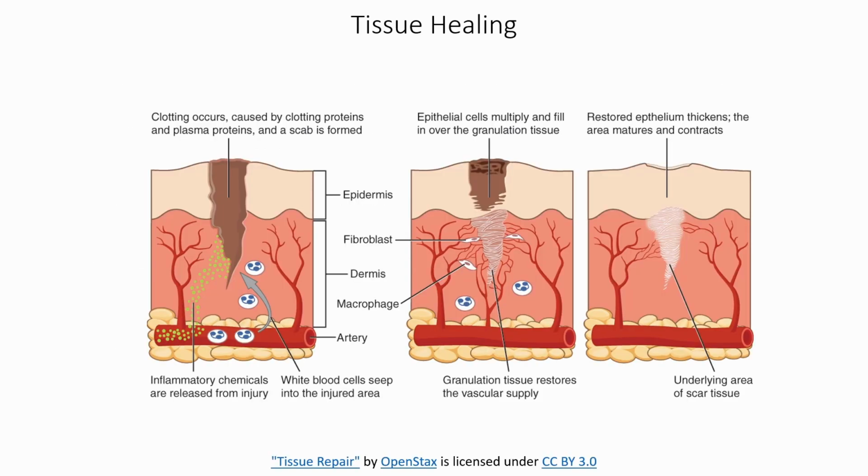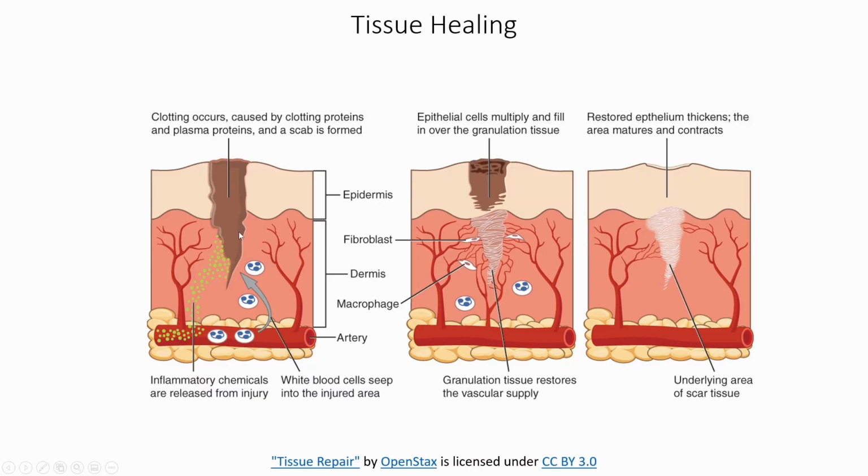So let's talk about what is going on here when tissue heals. So we get a cut, right? Some sort of cut occurs, some sort of damage. The first thing that's going to happen is we are going to have a clot form, right? So clotting proteins, plasma proteins, platelets are all going to come along here and form a scab. We have inflammatory chemicals that are released from the injured tissues as well as from some of the immune cells that are in the area. White blood cells are actually going to appear.